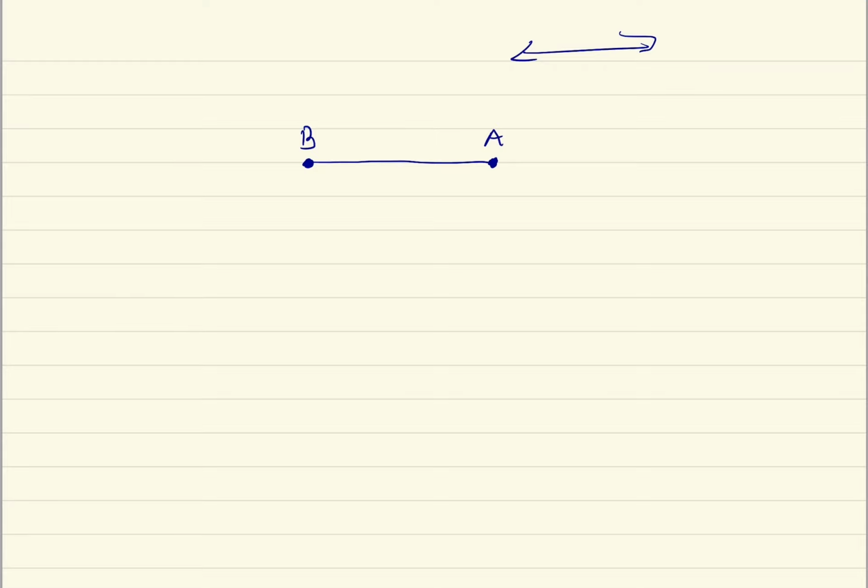Now to signify a line segment in geometry, for instance, if we're starting here, you could say BA and you just put a line above. So that would be considered line segment BA, but it could also be considered line segment AB. It doesn't really matter. So that's one way. Those are two ways of signifying a line segment.